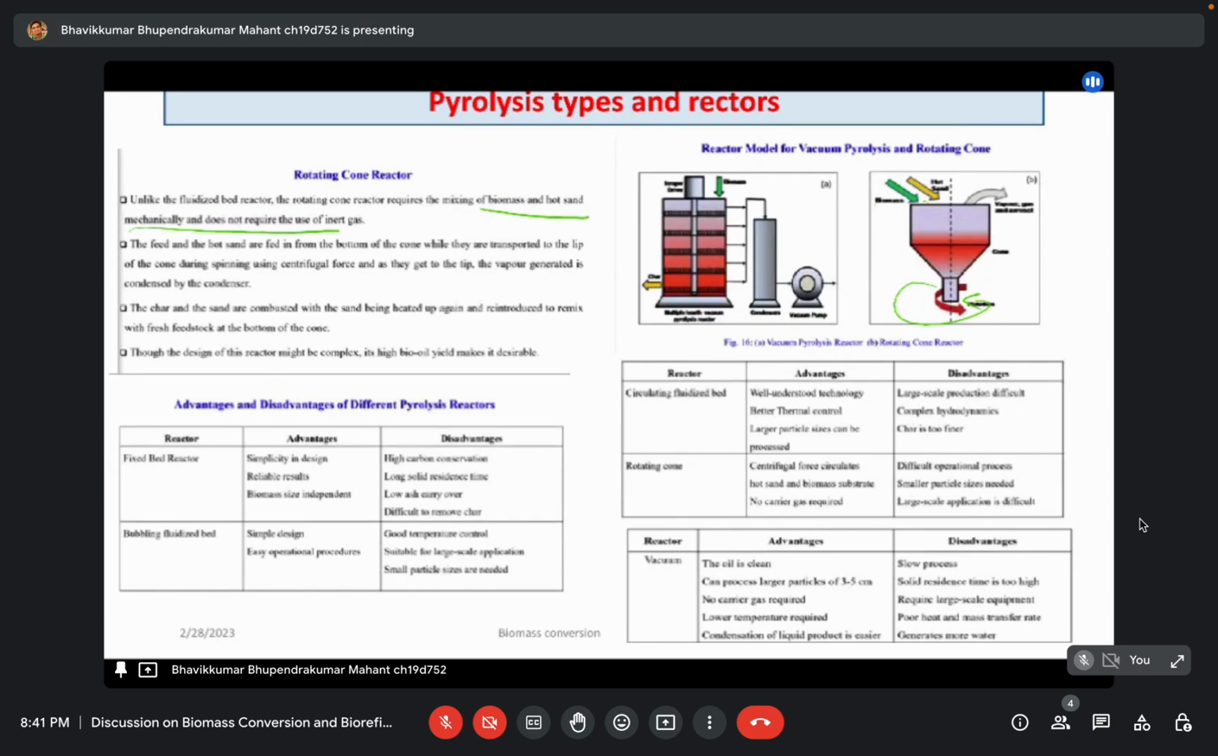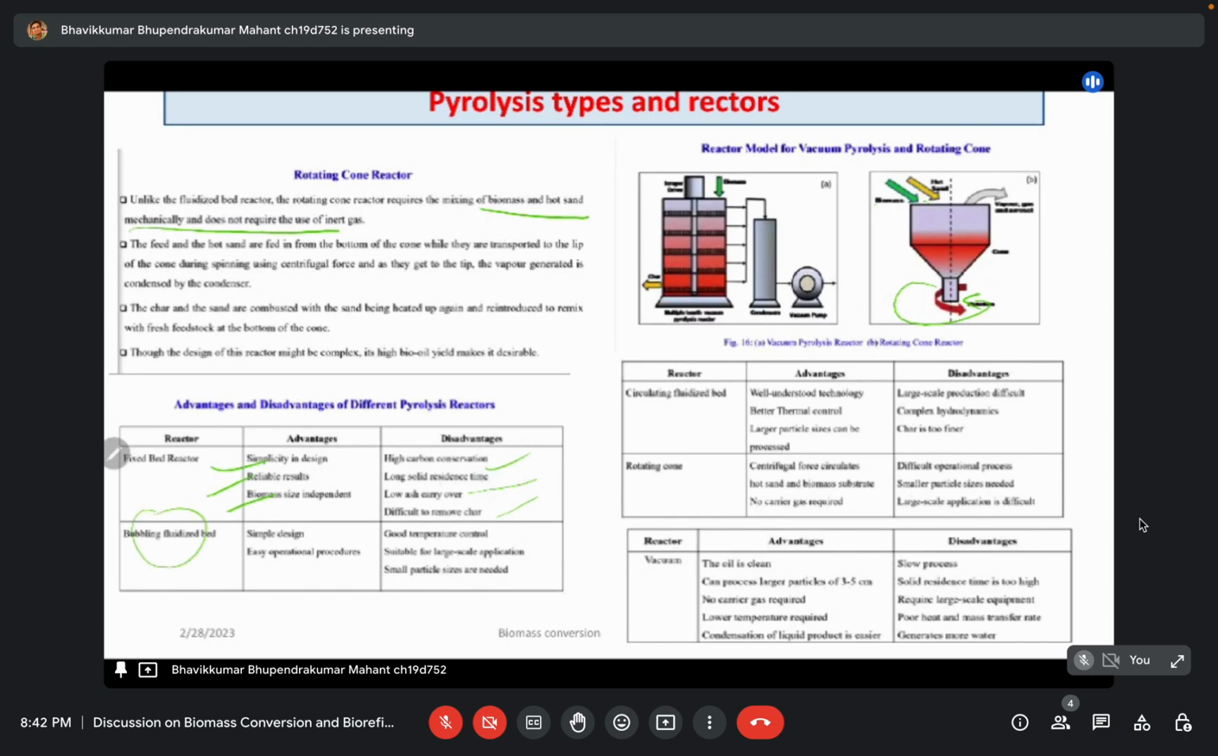So these are the advantages and disadvantages of different kinds of bed reactors. If you go for the fixed bed reactor, it is simple in design, reliable, and biomass size independent, so any kind of size you can put in. Disadvantages are high carbon conversion, so a high amount of carbon will be obtained in the product, long solid residence time, low ash carry over, and difficulty removing char.